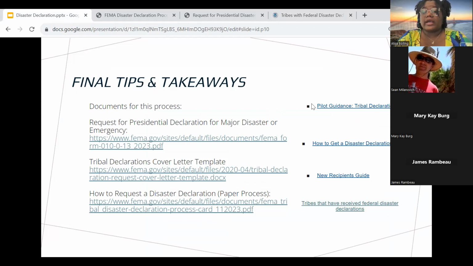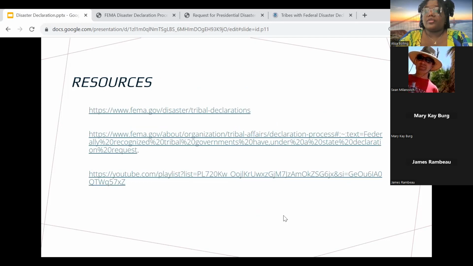Also on this slide, I have links to the guide of what happens once you have requested a disaster declaration and you've done the process, and then you are in the back end where you're starting to receive aid, and what you should do from that point on as well. And there are just a few other resources for you, as well as a link to the direct YouTube page that has all the information.